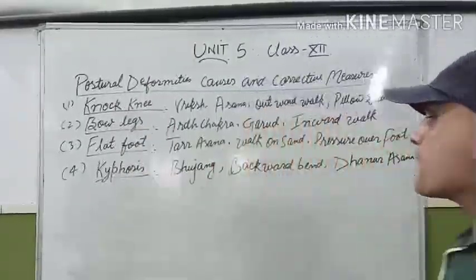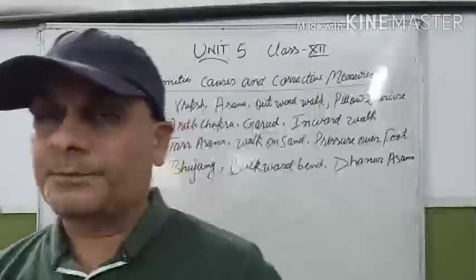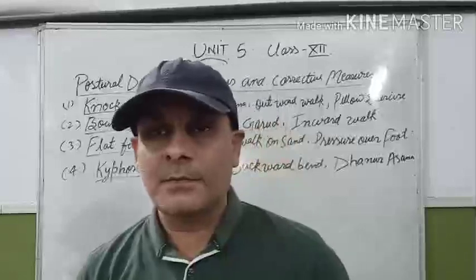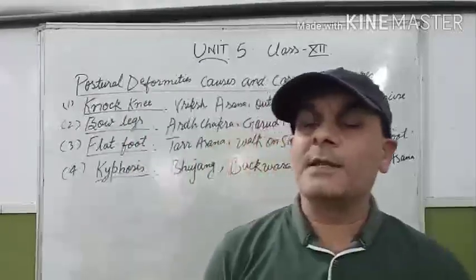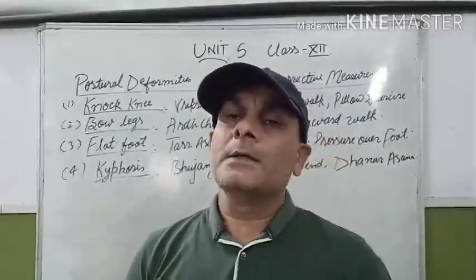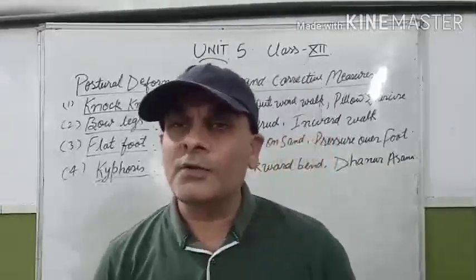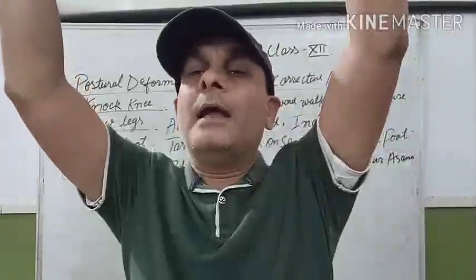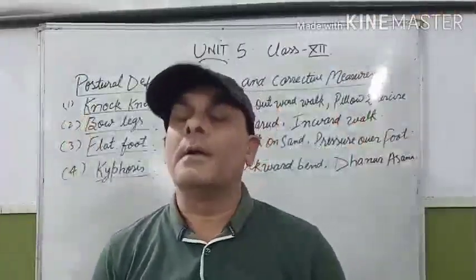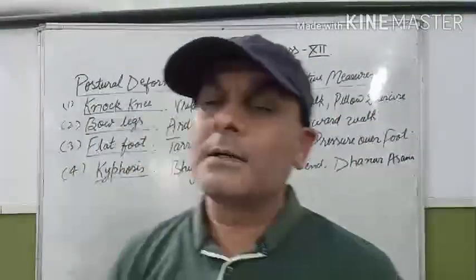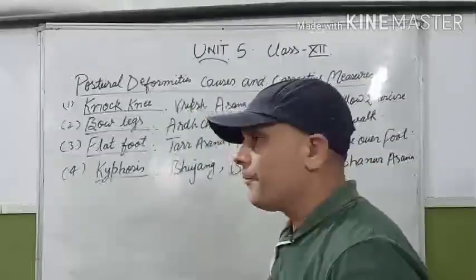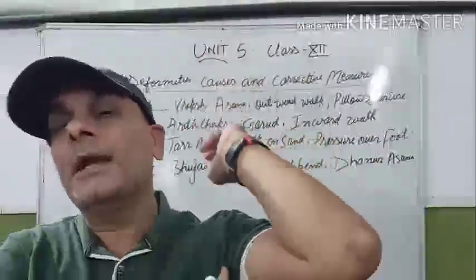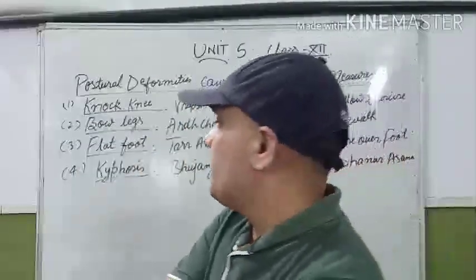Now come to the corrective measures. The first corrective measure is called Tadasana. You already performed this asana in my previous class. In this, you have to come on your toes and stretch your body upward, hands upward and head upward. You have to do this 6 or 7 times, twice a day, and hold this position for at least 30 seconds. Then definitely this deformity will improve.